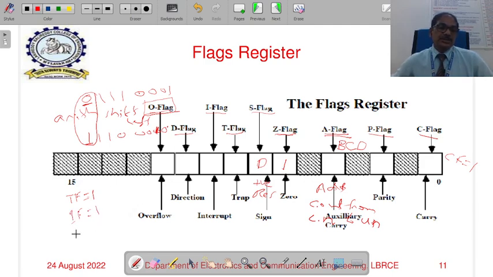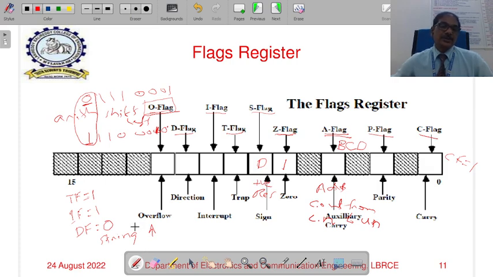Then the third one is the direction flag. If the direction flag is reset, then the string operations will be performed in ascending order. And if the direction flag is set, all the string operations will be performed in descending order. That means from the highest address to the lowest address. And if the direction flag is reset, the string operations are performed in ascending order, that is lower address to higher address.